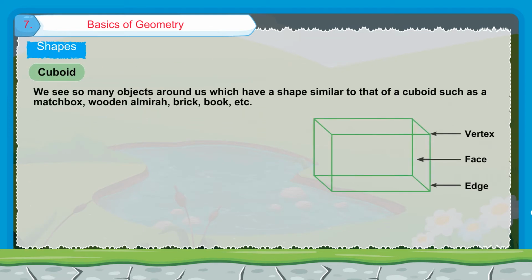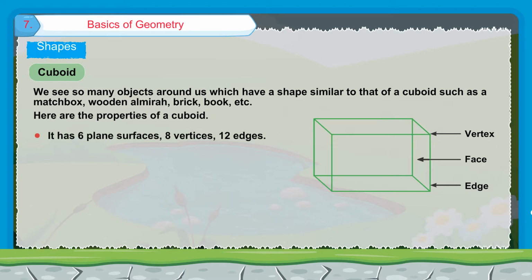Cuboid. We see so many objects around us which have a shape similar to that of a cuboid, such as a matchbox, wooden almirah, brick, book, etc. Here are the properties of a cuboid. It has 6 plane surfaces, 8 vertices, 12 edges. Each face of a cuboid is rectangular in shape. The opposite faces of a cuboid are identical.